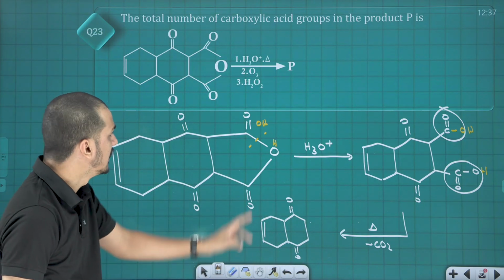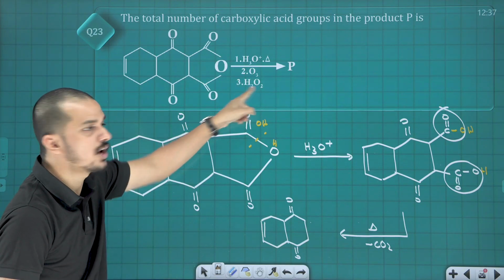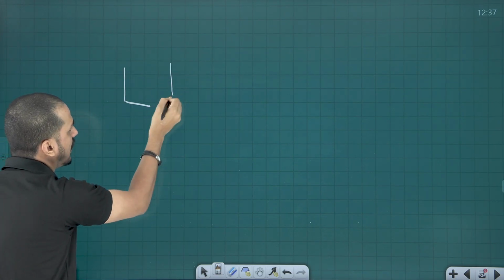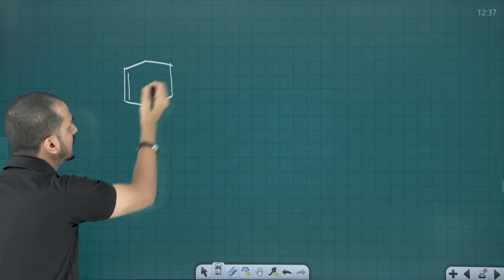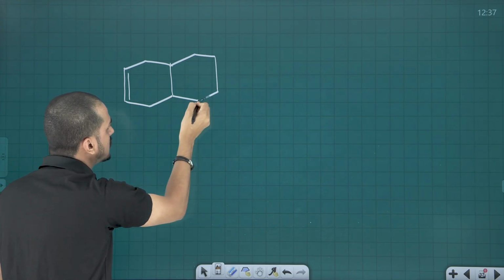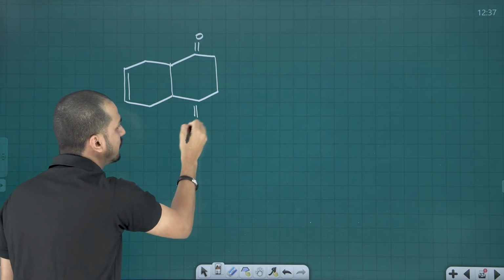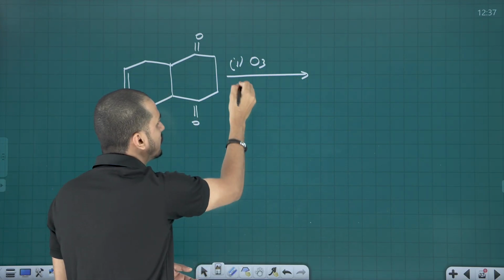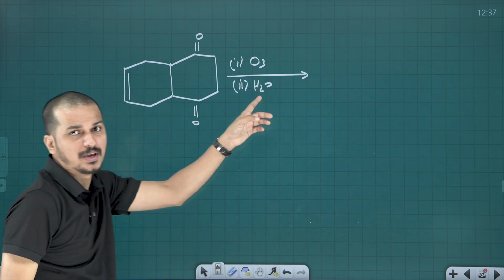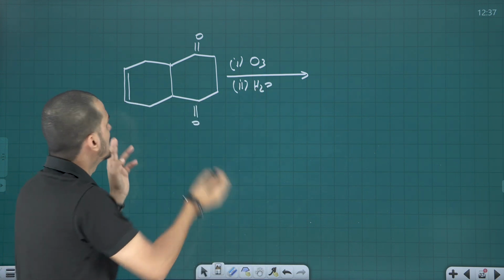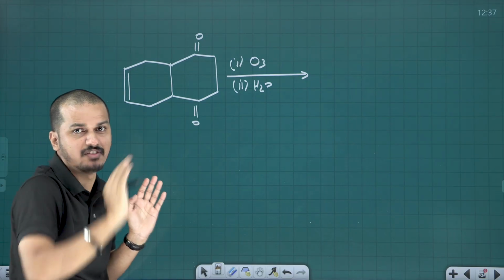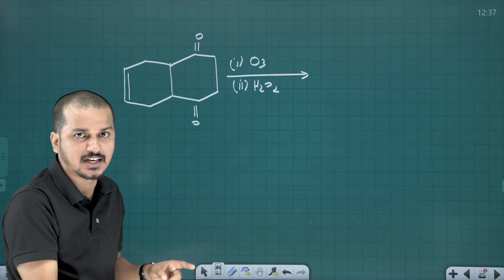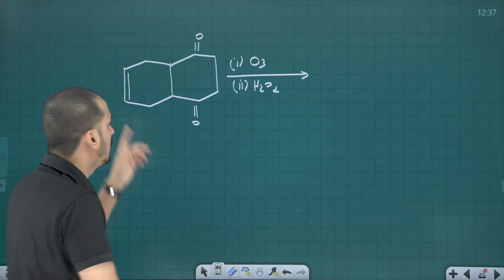Okay, ready? Not over. This compound you are treating with ozone and H2O2. This is the compound you are having. If it is H2O, we know the idea. The double bond, the alkene, we will break. One O we will put here, one O we will put here. H2O2 means it will further oxidize. That will give you carboxylic acid.